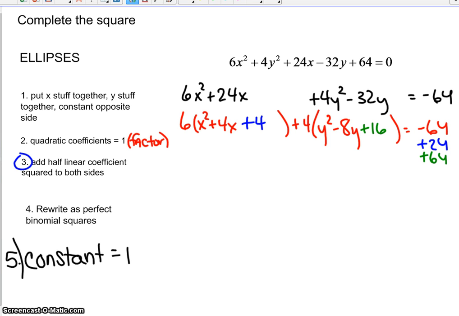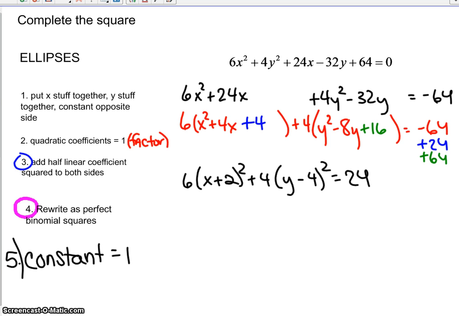Okay, so what we did here is I took half my 4, got 2, squared it, and got 4. But again, remember to distribute: 6 times 4. So I actually added 24 to both sides. Same way here. Half of 8 is 4, square it, 16. But again, don't forget we're distributing, so 4 times 16. That's where I'm getting that 64 that I truly added to each side. All right, now jump on number 4.